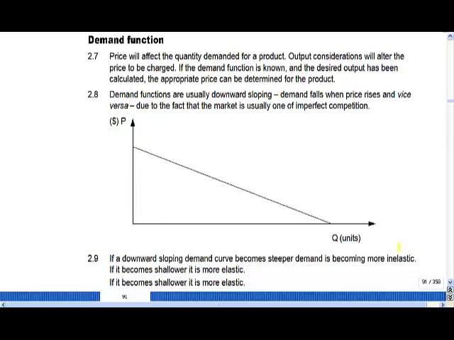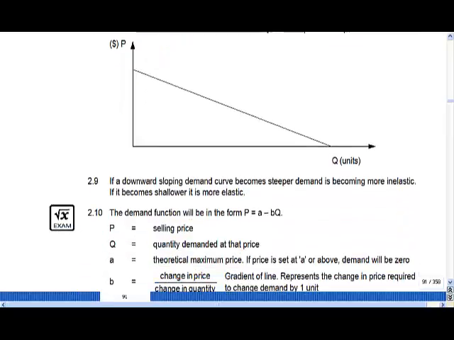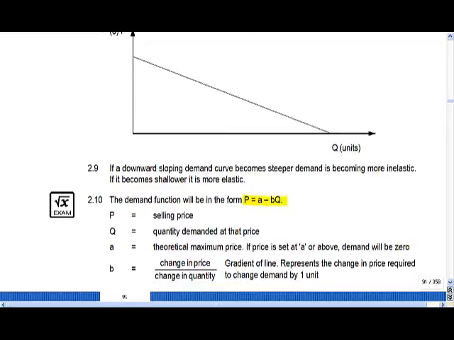Now, the formula that we can use to understand this relationship is P = A - BQ, and you'll be given that in the exam. P is your selling price. Q is the quantity that's demanded at that given selling price. The value for A is your theoretical maximum price. If you set your price any higher than A, you won't get any demand at all. And B measures the change in price over your change in quantity.